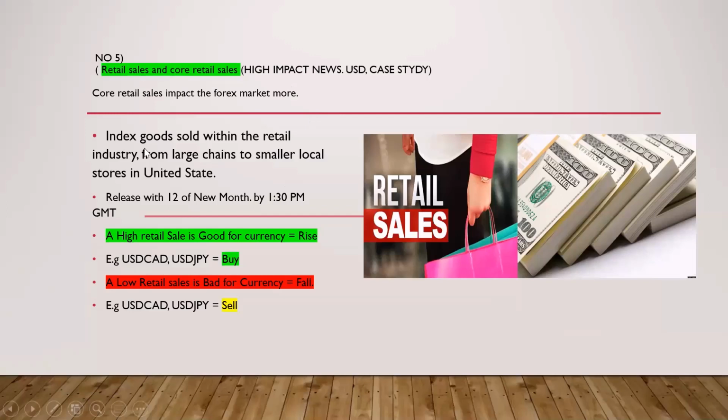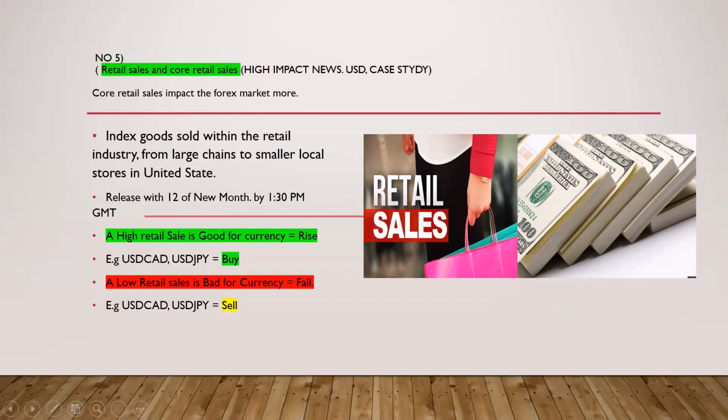Now, what is core retail sales? Core retail sales talks about the index of goods sold within the retail industry, from large chains to smaller local stores in the United States. It talks about the quantity of goods sold, both on a retail level and on a larger scale. Now, the report is released within the 12th of the new month.